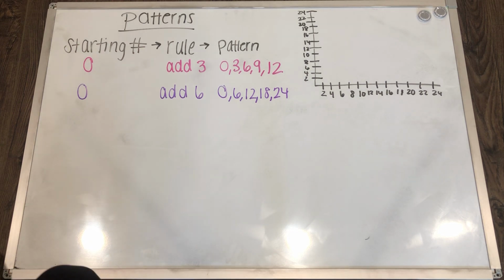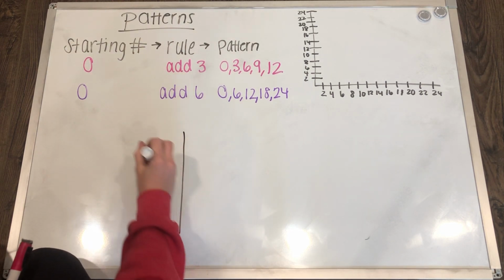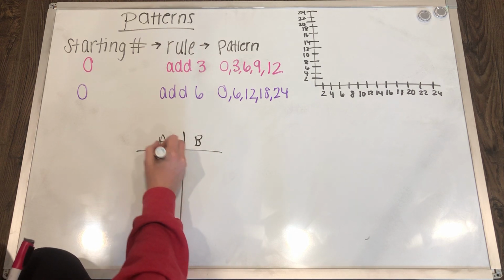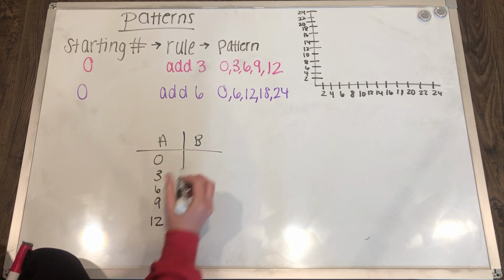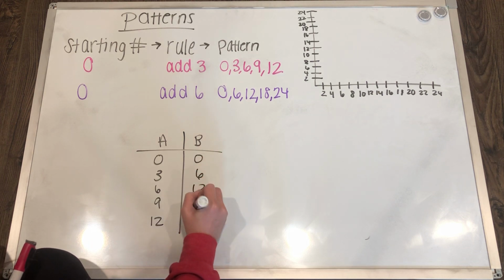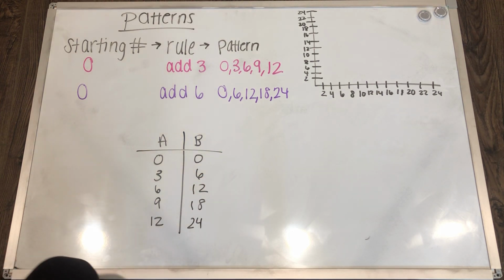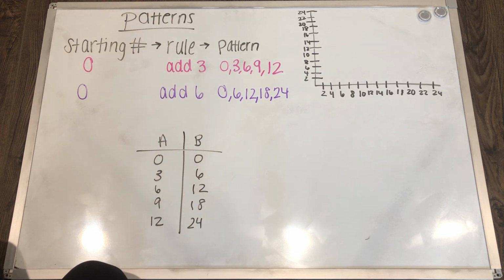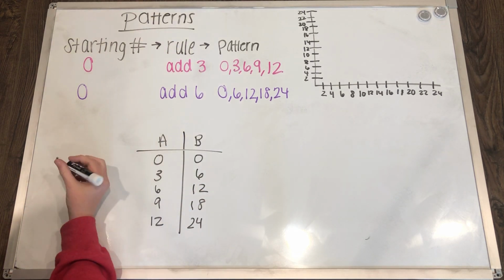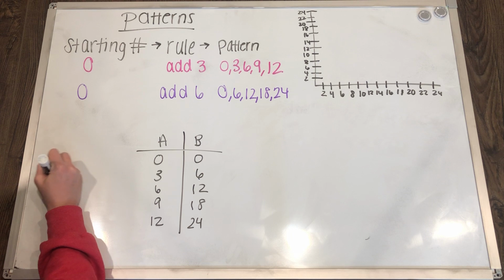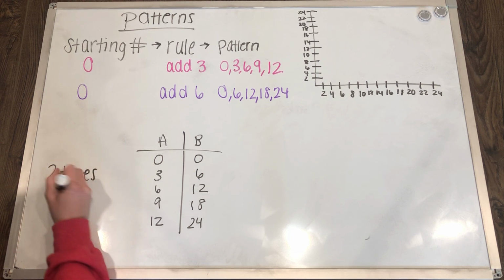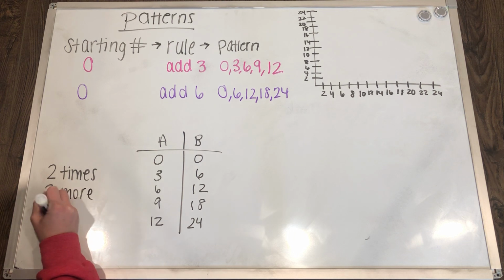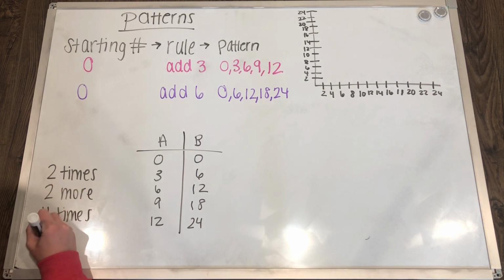So now let's put these two patterns into a table and we'll compare the two. So we have pattern A and pattern B. Pattern A: 0, 3, 6, 9, 12. Pattern B: 0, 6, 12, 18, and 24. So what we're going to do is look at and think about the relationship between each corresponding term. So 0 and 0, 3 and 6, 6 and 12, so on. So in each term in our B pattern, is it 2 times more than A, 2 more than A, 4 times more than A, or 4 more than A?